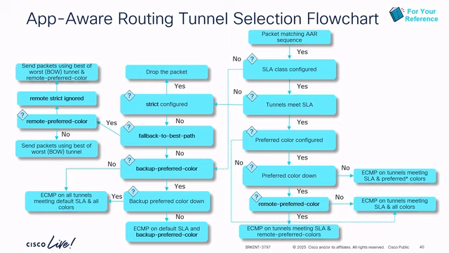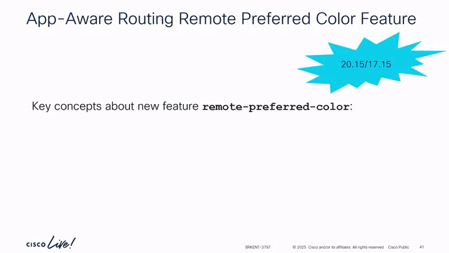What if we want to understand the logic of application-aware routing policy tunnel selection? This is a workflow I prepared for you as well. Again, I'm not going to read through all of it. The only interesting part I want to remind is a new feature which appeared in 20.15. There is also a slight devil in the details. Let's call it remote preferred color, right?